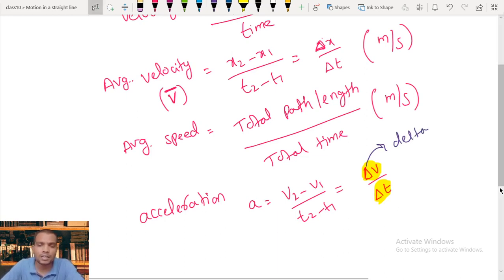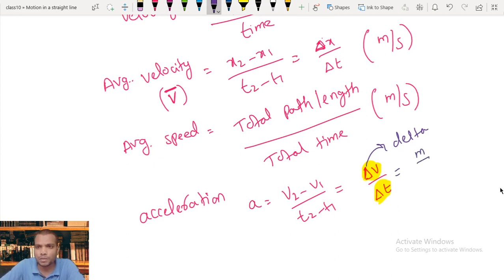Delta represents change in velocity by change in time. So acceleration units are meter per second upon seconds, because meter per second are velocity units, so we can write that meter per second square are the acceleration units. Since velocity is a vector, acceleration is also a vector.